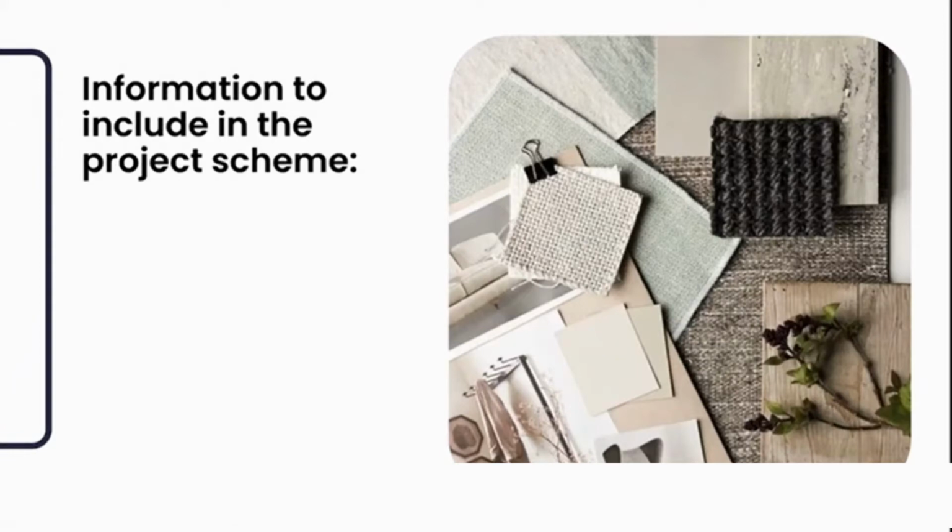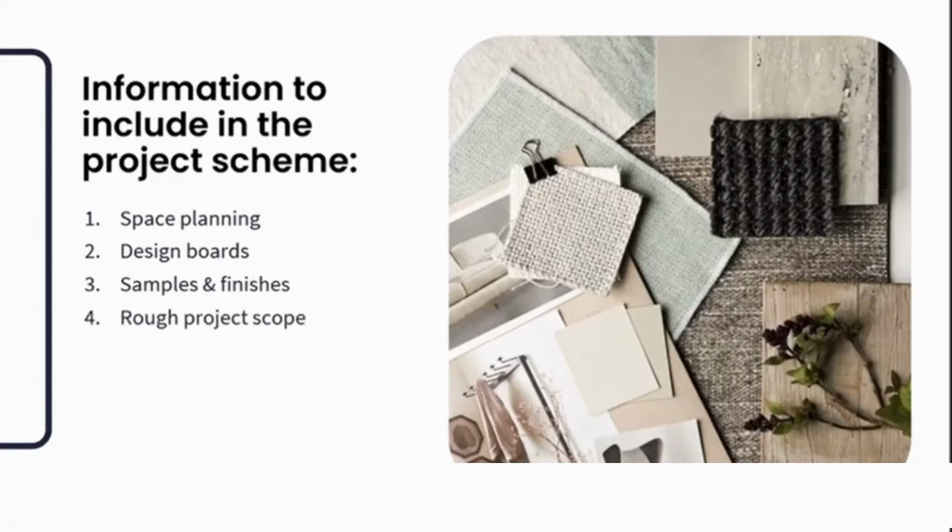Your design scheme may include some of the following. Firstly, an idea of the space planning of the existing space and proposed space. Secondly, we would include color options or mood board and color proposals. I would also include some samples and sample finishes that you're proposing to use within your design or within your space. I would include a rough project scope, so just a rough high-level idea of what process the project is going to take on.